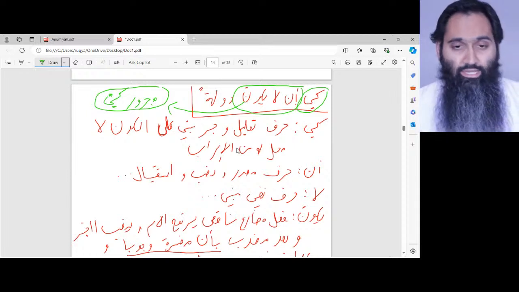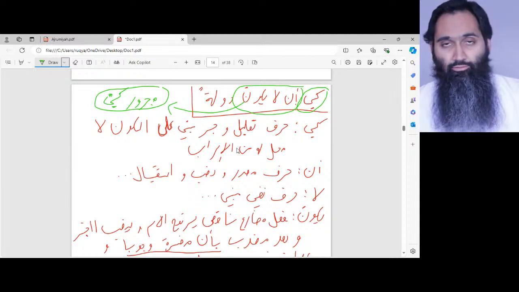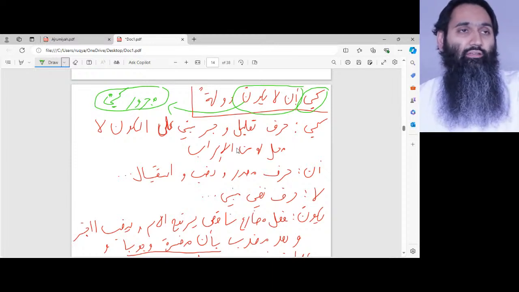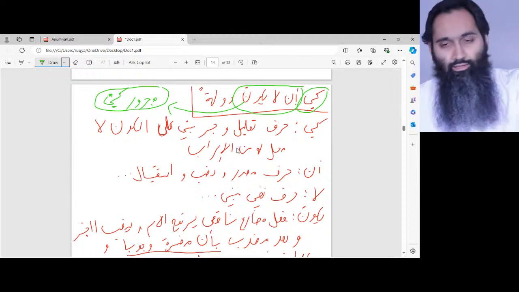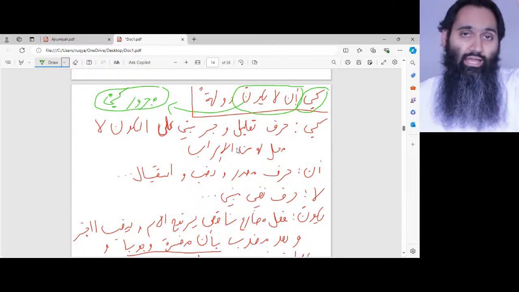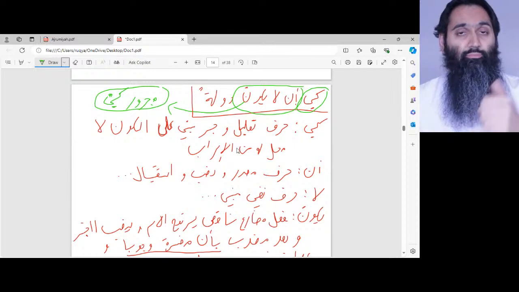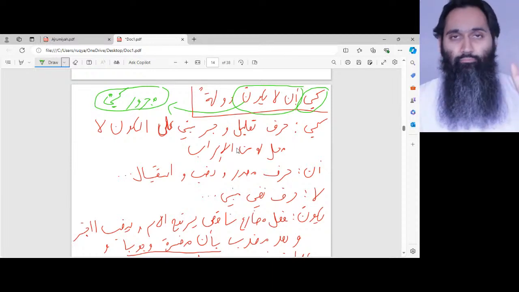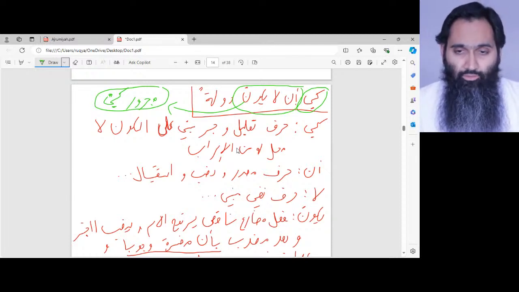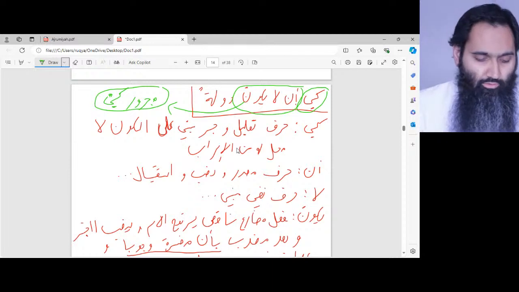So we leave that as it is. We don't give it a ta'weel. We can't say ta'weeluhu, its interpretation is this masdar. Cannot do that. Why? Because when K is acting as a jar, its majroor cannot be an ism. Its majroor can only be a fi'lul mudari', which is mansoob with an. So we leave it as that.